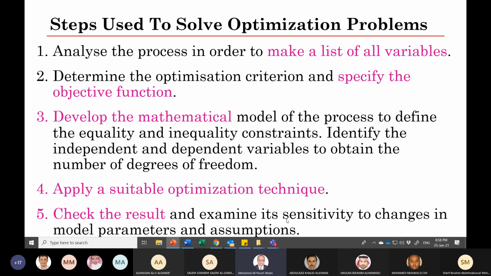Check the results and examine their sensitivity to changes in the model parameters and assumptions. Of course, this is an extra step in order to see if you have any change in the optimized parameters, whether the performance will be satisfactory or it's very sensitive.